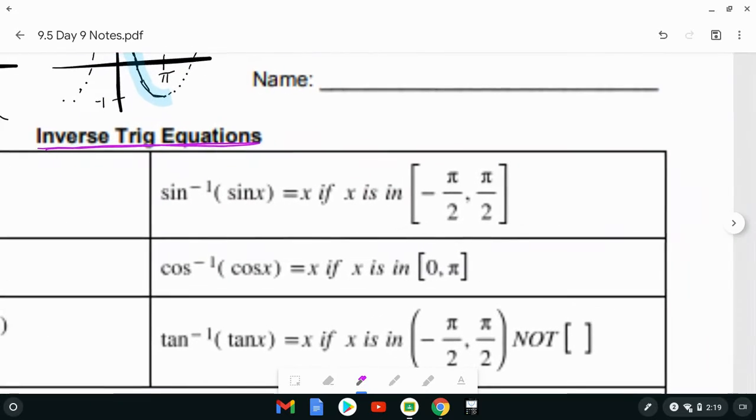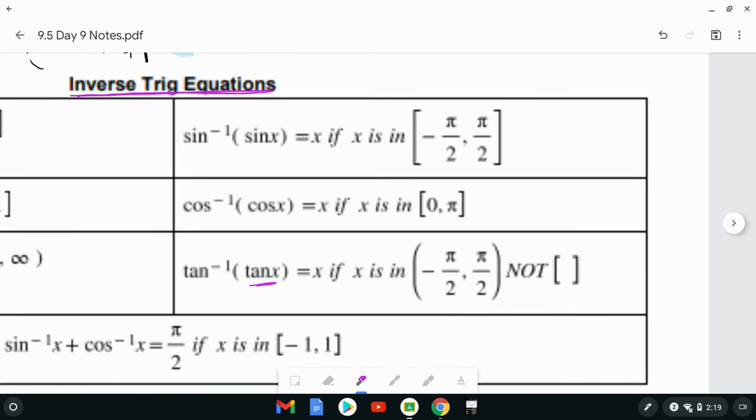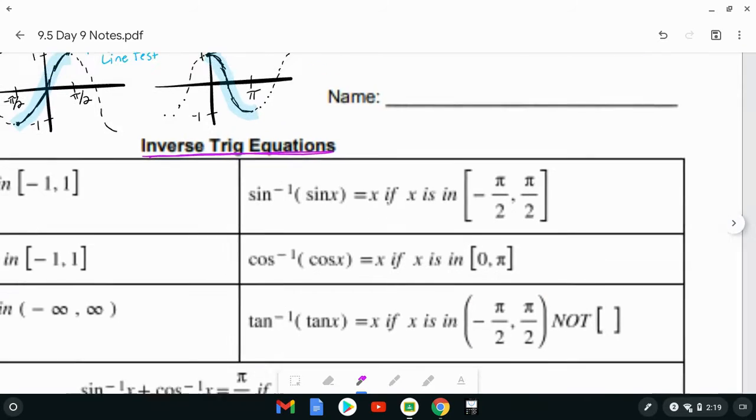Basically, you need to know that if you're talking about the sine of an angle, the domain of that angle has to be between negative pi over 2 and pi over 2, which is quadrants 1 and 4. And then cosine of an angle has to be from 0 to pi, which would be quadrants 1 and 2. And then tangent of an x, again, that angle has to be between negative pi over 2 and pi over 2.